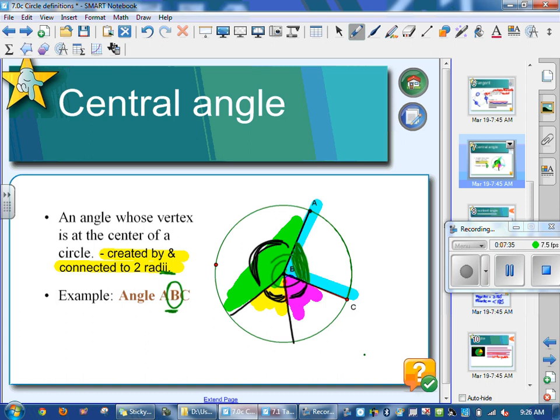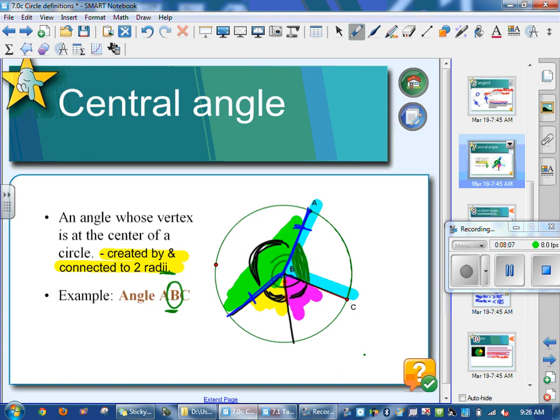So, this here is a radius. This here is a radius. Those are radii together. So this guy was formed, that big green angle was formed by those two radii. Okay? So that's the central angle. It's the angle that's connected to the center right here that I've shown. Okay? Any questions about that? No? So think central angle meets in the center. Central, center. Okay? That's a good way to remember it.